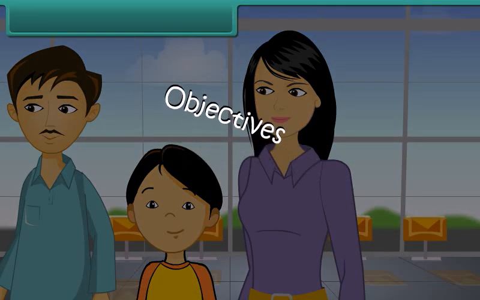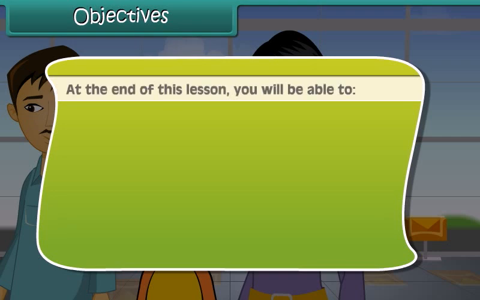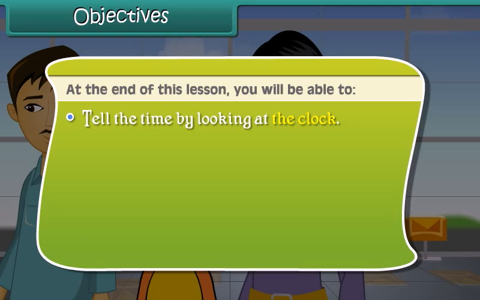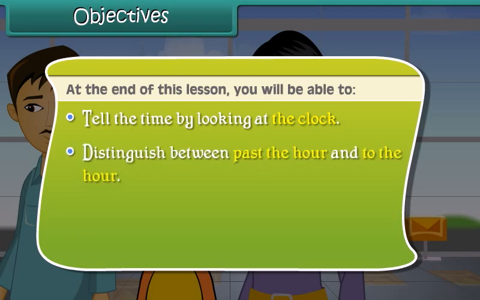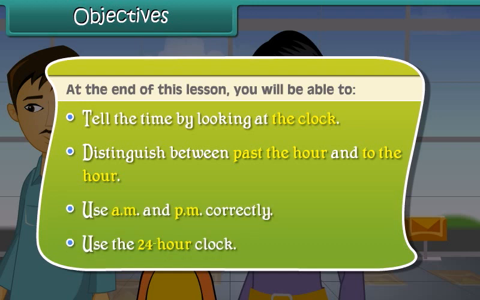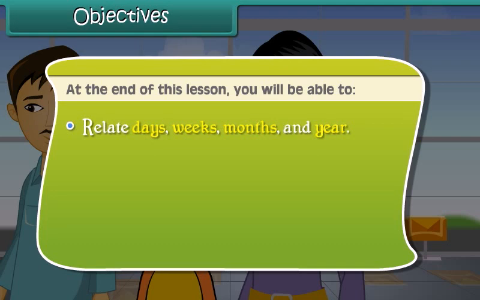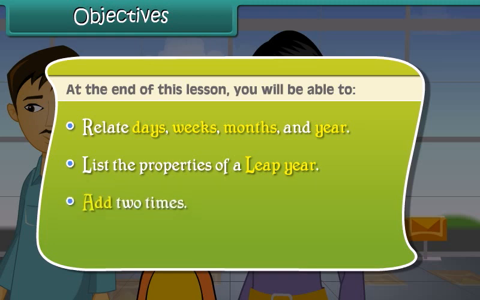Objectives. At the end of this lesson, you'll be able to tell time by looking at the clock, distinguish between past the hour and to the hour, use AM and PM correctly, use the 24-hour clock, relate days, weeks, months, and year, list the properties of a leap year, add 2 times, subtract 1 time from another.